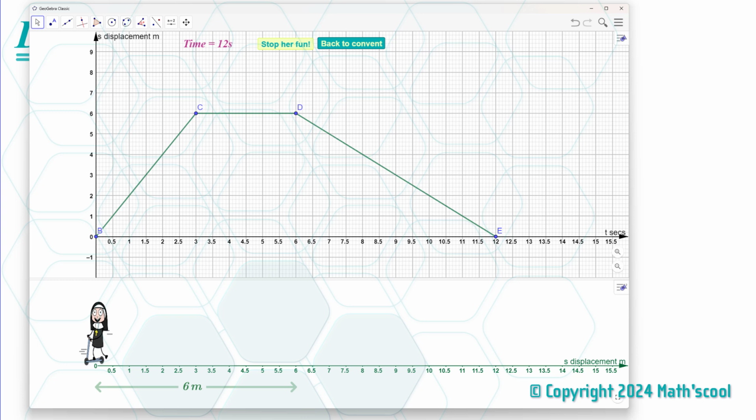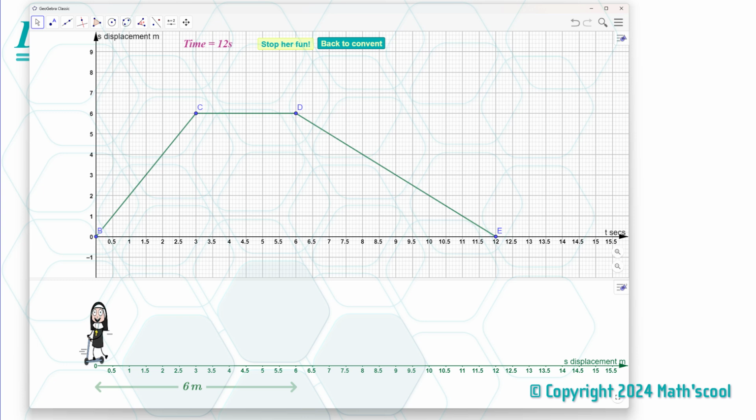So this line going downwards shows her going in the opposite direction. So on a displacement time graph, if the line has a downhill gradient, it means that the direction is the opposite from the normal direction, from whatever direction you define as positive. Okay, if we find the gradient of this line, that will tell us how fast she was going.